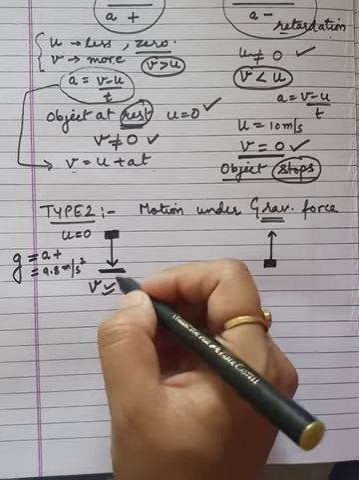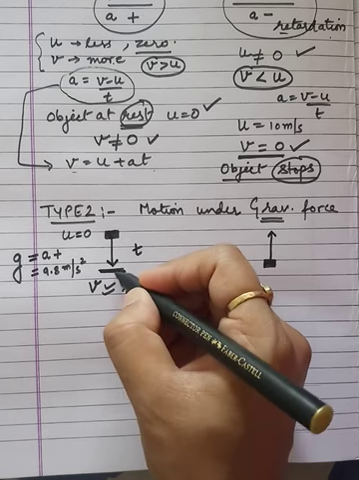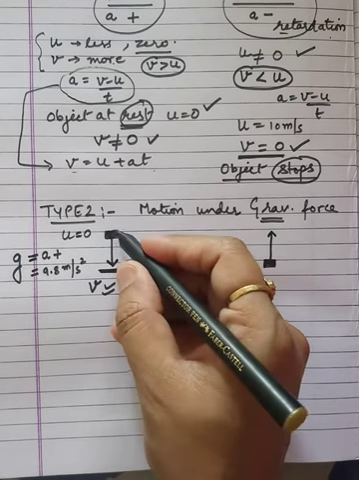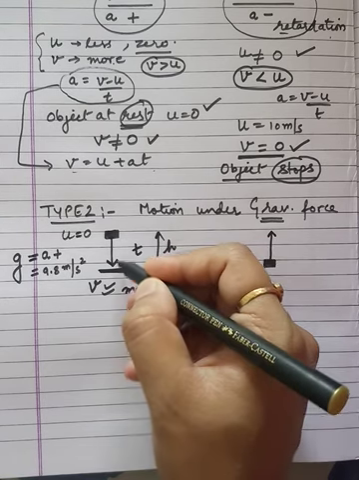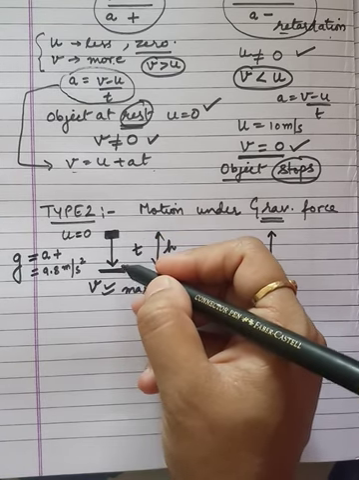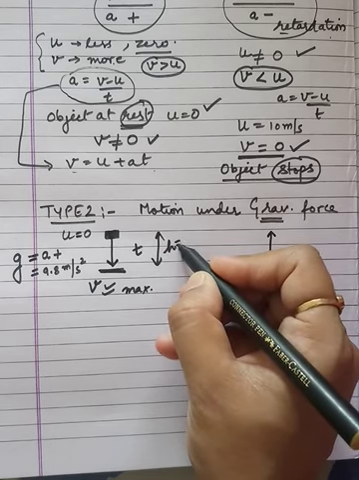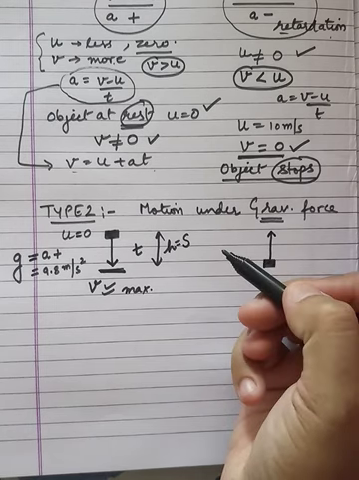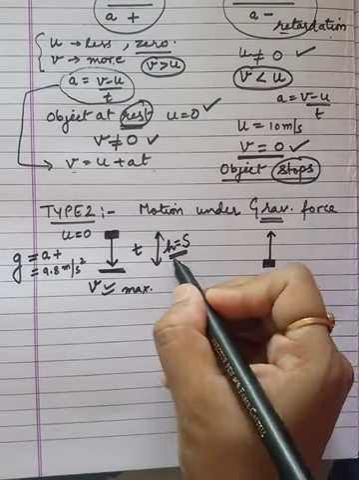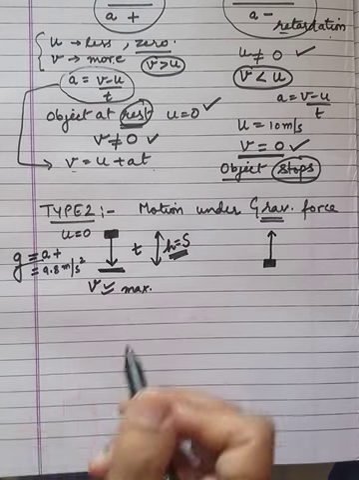Time must be given, whatever time the object is taking to fall to this distance. And what is the distance? This distance must be the height from which we are making the object fall. That will be height, and that is actually the value of s in this case. So h will be s, and acceleration due to gravity will be g in this case.